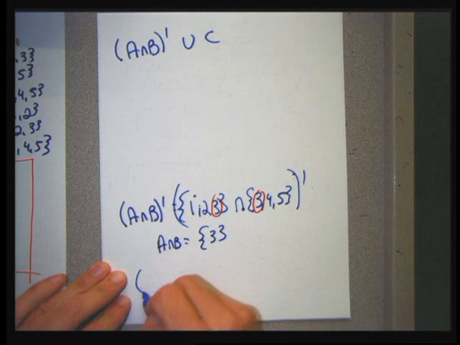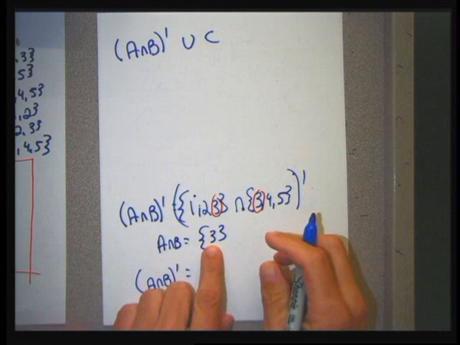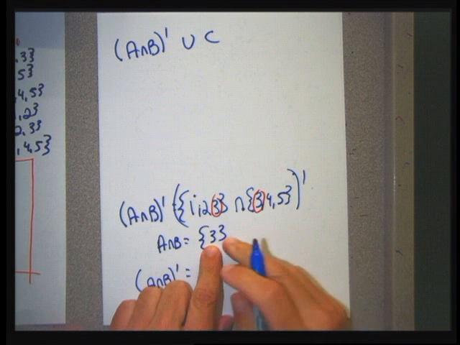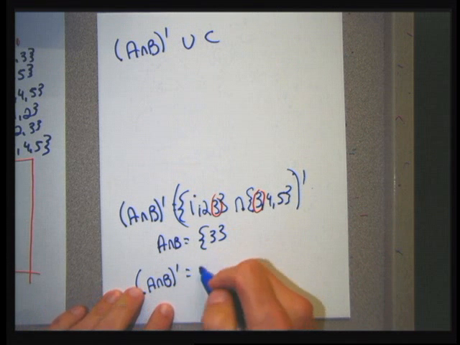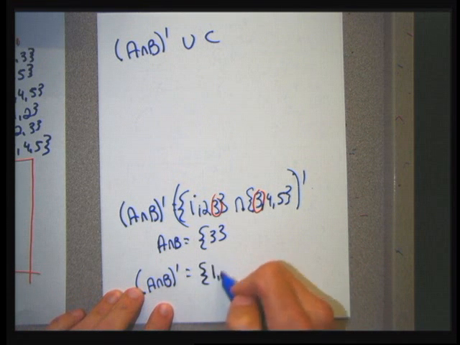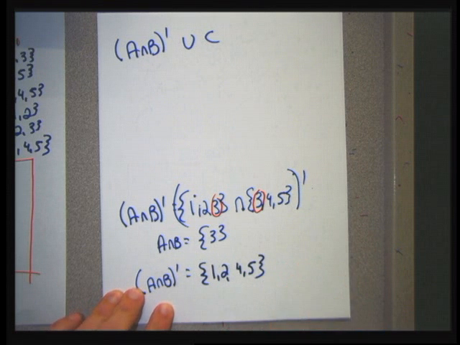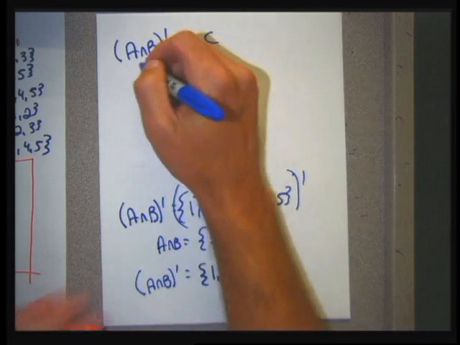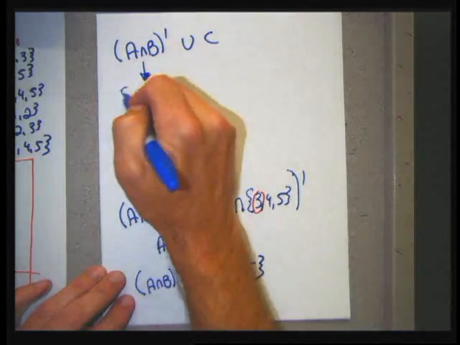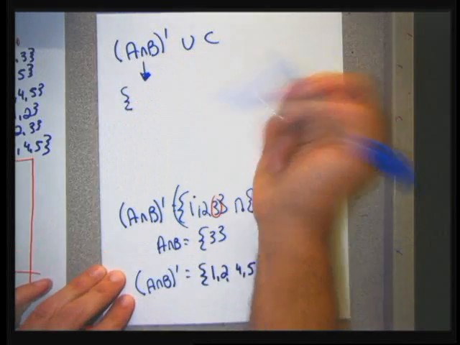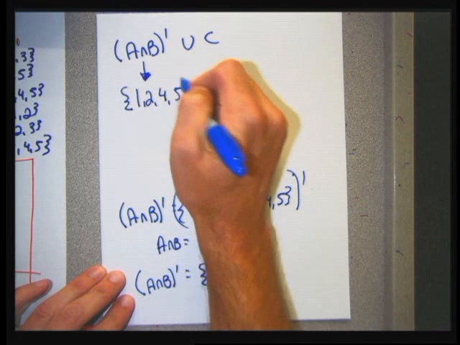But I'm asked to do the complement of A intersection B. So A intersection B complement is the complement of that set. The complement of a set is the rest of the universe. The universe has the numbers 1 through 5. The complement of the set containing 3 is all the numbers between 1 and 5 except 3. So it's 1, 2, 4, and 5. So for this first set that I'm asked to do, I did the parentheses first. I figured out A intersection B, I complemented it, and got 1, 2, 4, and 5.